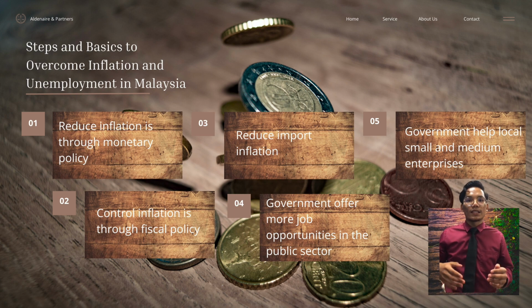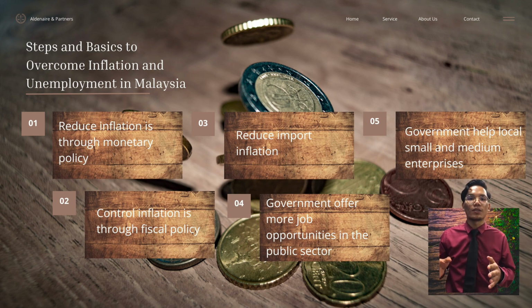One of the main steps to reduce inflation is through monetary policy. Bank Negara Malaysia (BNM) may raise the interest rate to reduce aggregate demand and tighten credit policy to reduce the amount of money in the market. For example, in 2019, BNM raised the overnight policy rate (OPR) from 3.25% to 3.5% to control the rising inflation caused by the increase in world oil price and the increase in the price of basic goods.